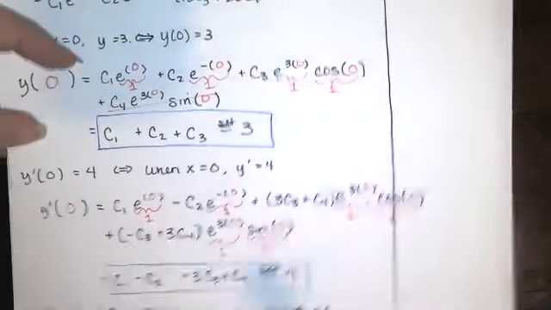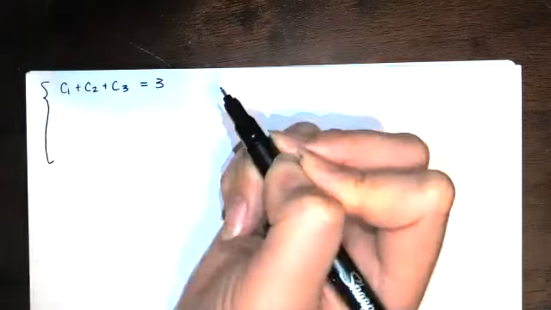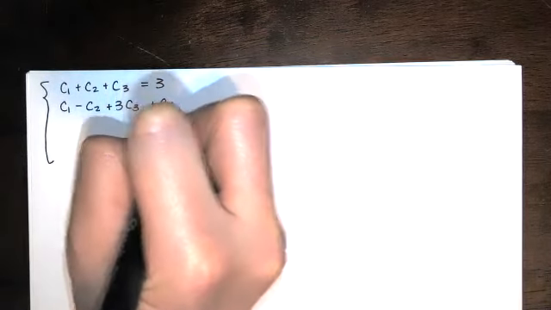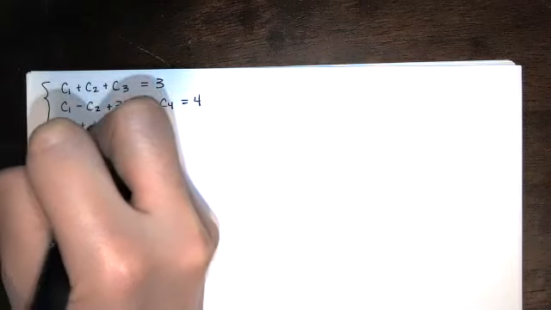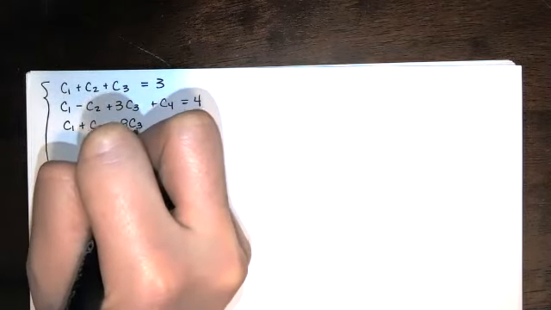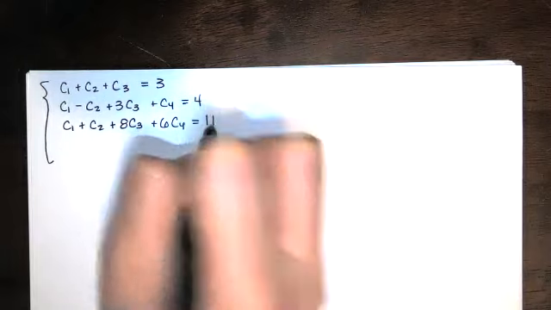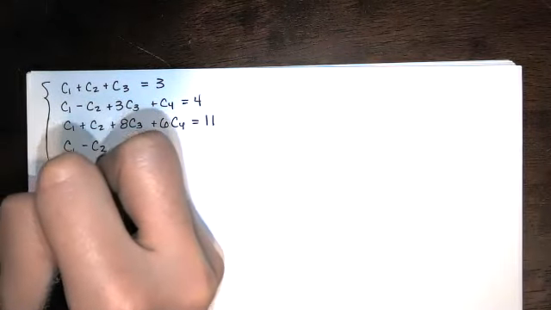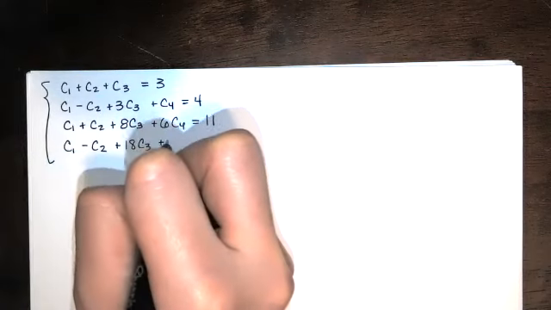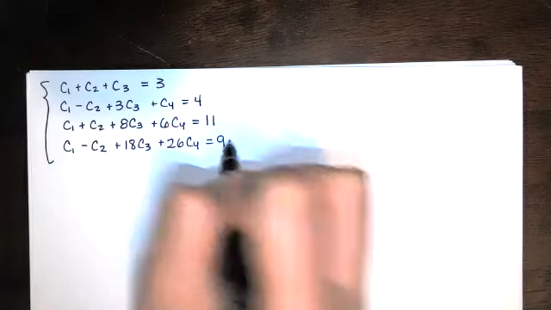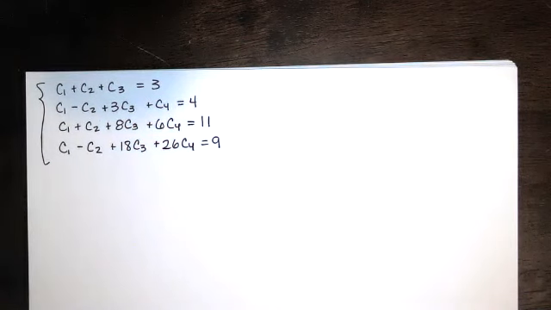Okay, let's get this one. So it will be easier if I just start on a new sheet, and that's okay because I'll just use the back of that sheet for another problem. C1 plus C2 plus C3 has to be 3. And C1 minus C2 plus 3C3 plus C4 equals 4. C1 plus C2 plus 8C3 plus 6C4 equals 11. And C1 minus C2 plus 18C3 plus 26C4 equals 9. Okay, you've got 4 equations and 4 unknowns.